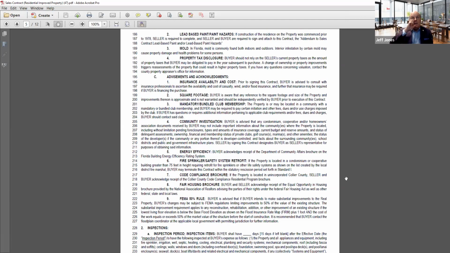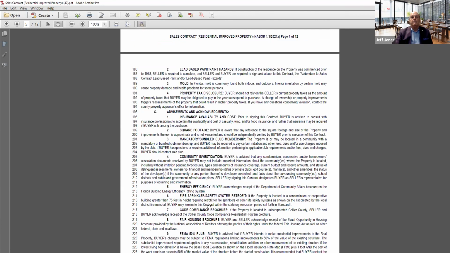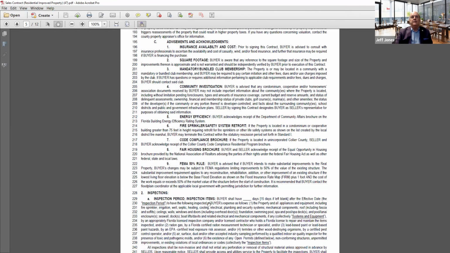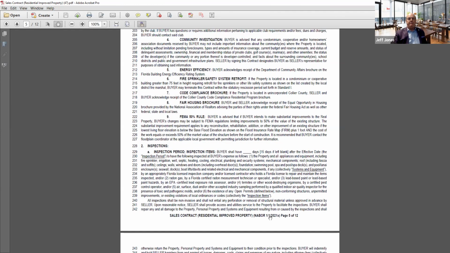So you get into lead-based paint hazards, mold, property taxes, that sort of thing. These are all disclosures to the buyer, but they're not reasons for them to get out of the contract. Then we get down into inspections. And again, we can spend a whole period on inspections. As a matter of fact, I think I did the inspection slides a couple of weeks ago, but we can spend a whole lot of time.